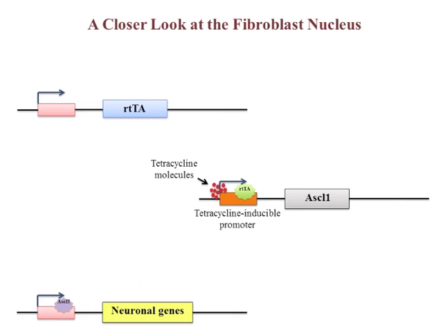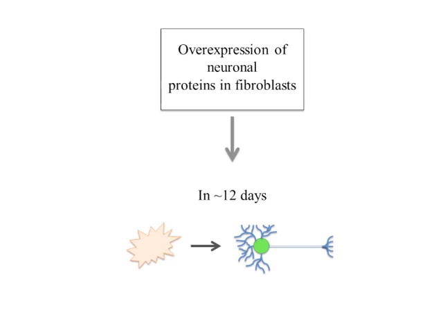ASCL1 protein then binds to promoters of neuronal genes in fibroblasts and activates transcription of various neuronal proteins, such as ion channels and neurotransmitter-producing enzymes. These proteins are abundant in neurons. Now, we have an overexpression of neuronal proteins in fibroblasts. As a result of this overexpression of neuronal proteins, fibroblasts begin to behave like neurons.